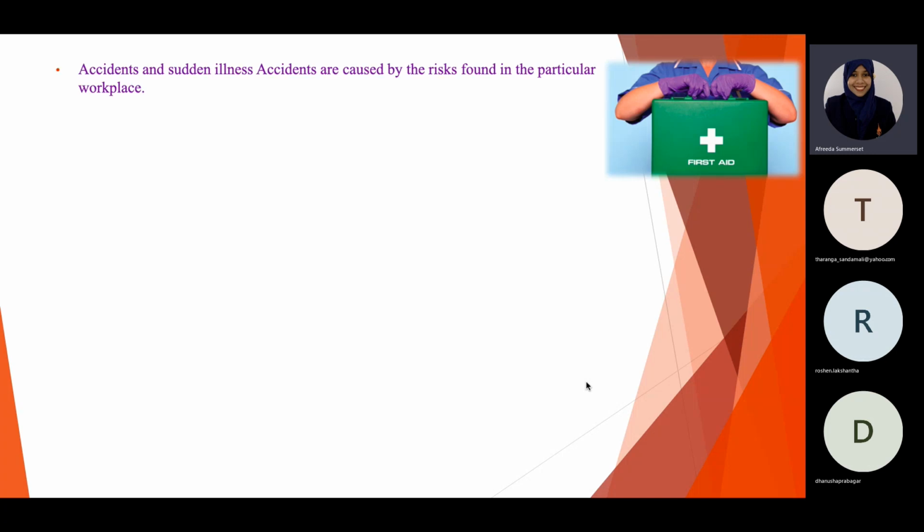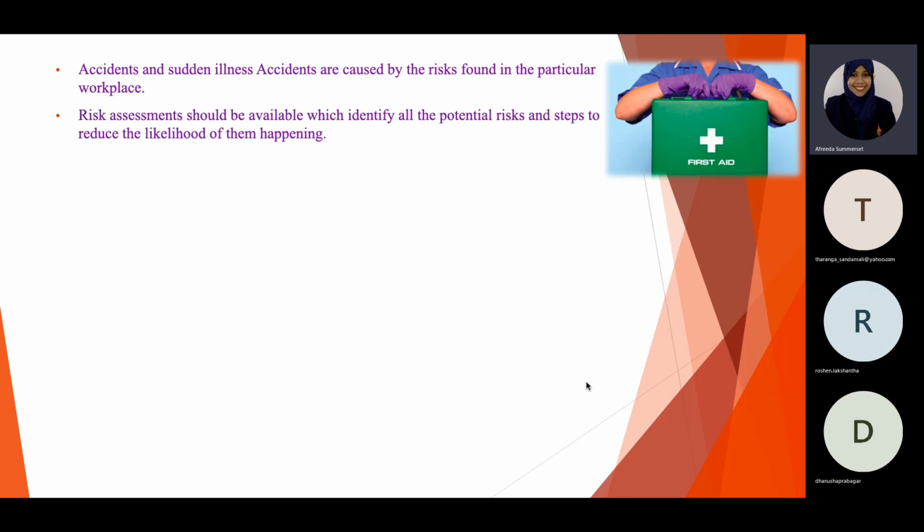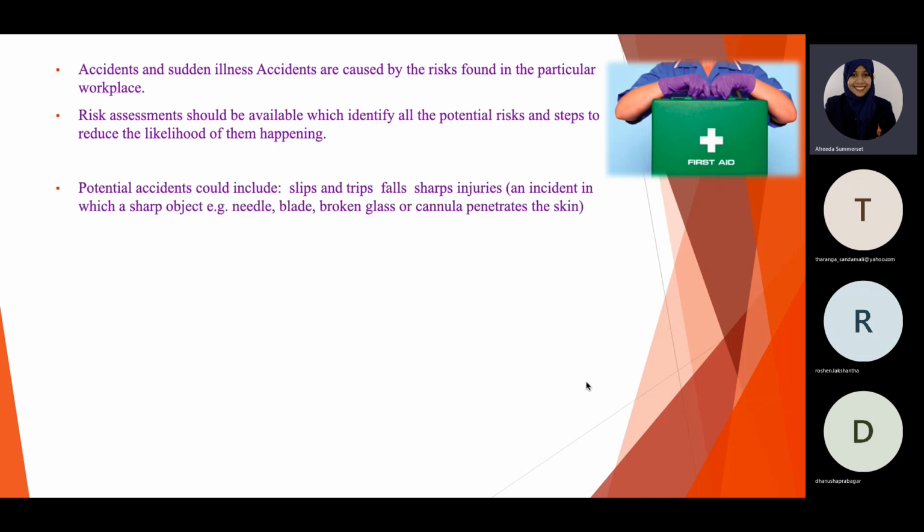So accidents and sudden illnesses are caused by the risks found in a particular workplace, any place I would say, and a risk assessment should be available which identifies all the potential risks and steps to reduce the likelihood of them happening. No matter how much we try to be protected, life is uncertain, life is unpredictable. We never know. Like we say destiny, we say so many things. It's true. So what we can do is have a safety precaution in case something goes wrong, so we know how we can act, right?